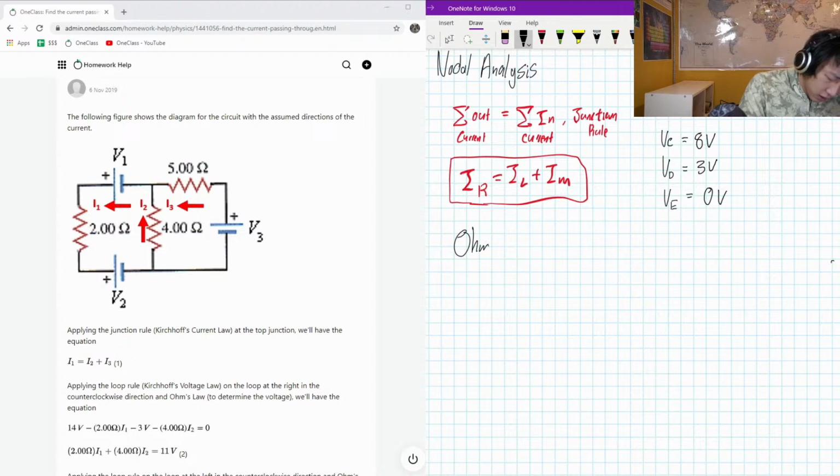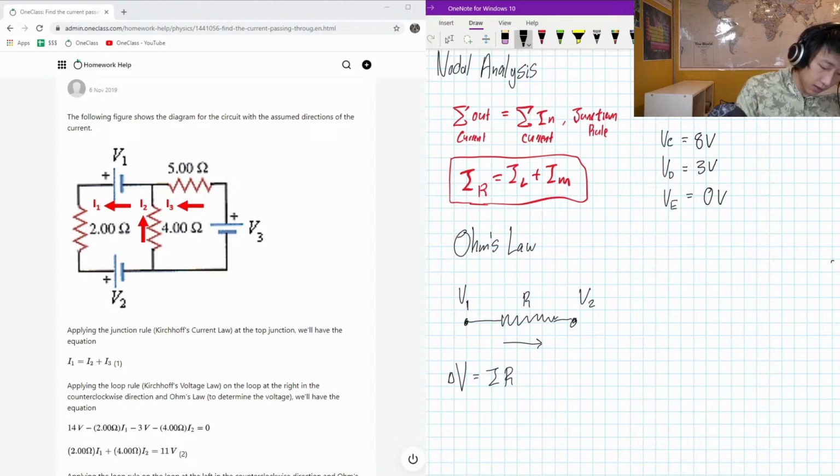Okay, Ohm's law. If we have a resistance R between V1 and V2, with a current going through it, we know that Ohm's law technically is the change in voltage equals the current times the resistance. What that means is, if I is going this way, V1, where we're starting, minus V2, our destination voltage, divided by R, is going to be equal to our current.